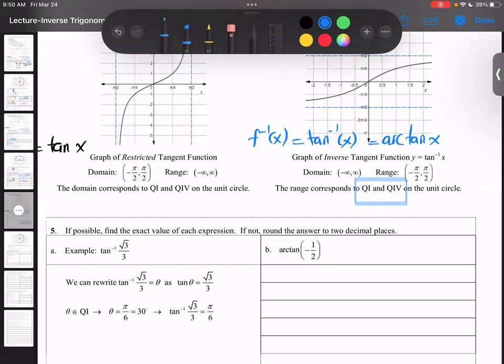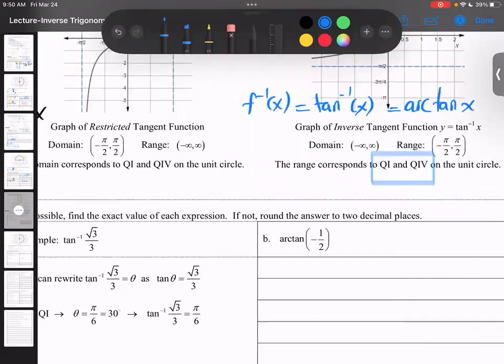Let's find the exact value of each expression. If not, round the answer to 2 decimal places. Given arctan, or tangent inverse, of negative 1/2, I want to know what it is equal to. If you plug it in your calculator, it'll give you some value, right? But for now, I'm going to let it equal theta.